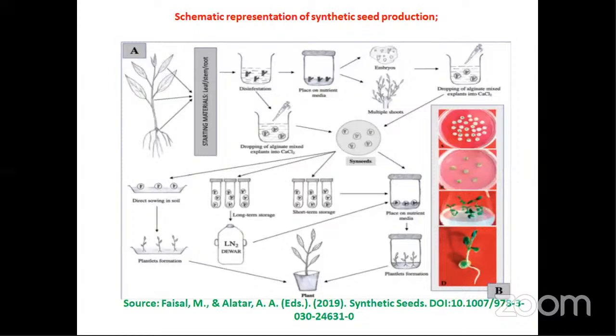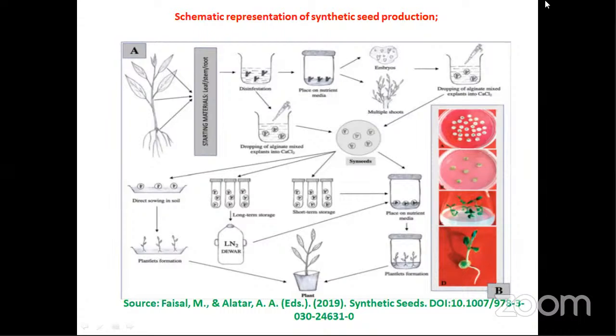Here first I will tell the production of synthetic seeds by using nodal segments. The first step is you have to select the healthy plant. From the healthy plant you have to take the explants of nodal segments and disinfect them by using various sterilants. And after disinfecting, you have to dry the explants and directly go for alginate mixed bead, that means encapsulation of that, and then you go for direct seed sowing or long-term storage in liquid nitrogen or short-term storage.